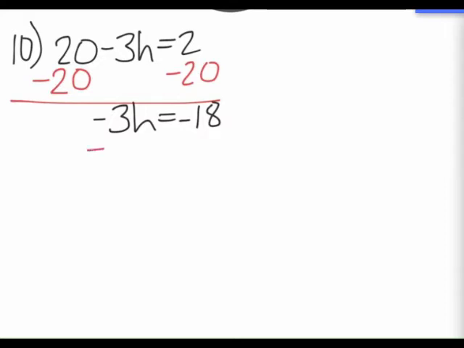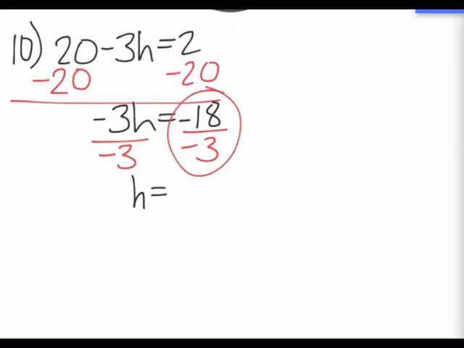Now here, do not add 3 to both sides. This is wrong. You need to recognize that negative 3 is multiplying the unknown, so we have to divide by negative 3 in order to move it to the other side of the equation and finally isolate h. H is going to be negative 18 divided by negative 3. That is positive 6. All right, that is it for solving basic linear equations.